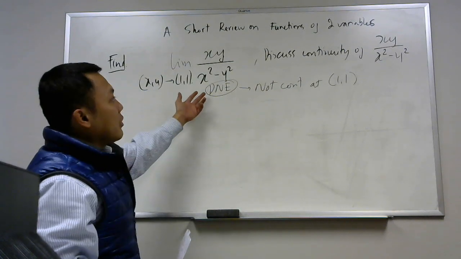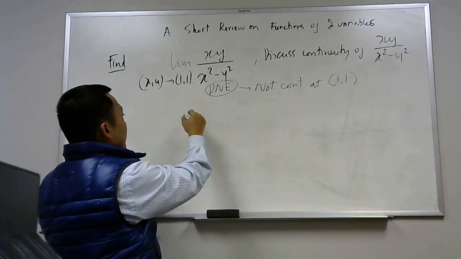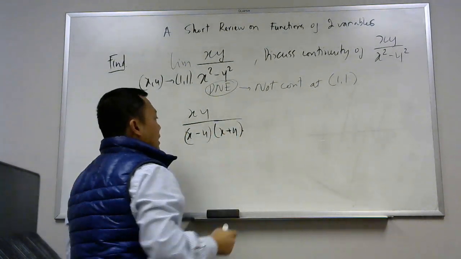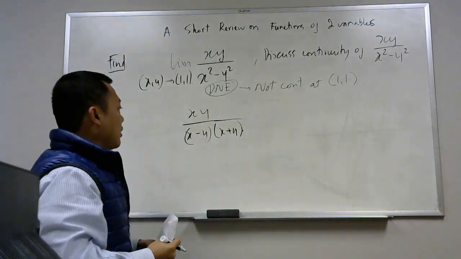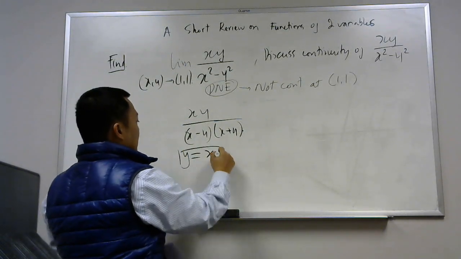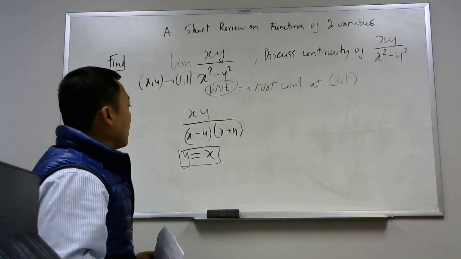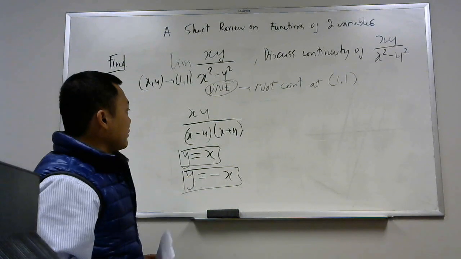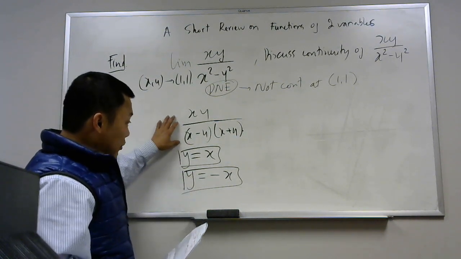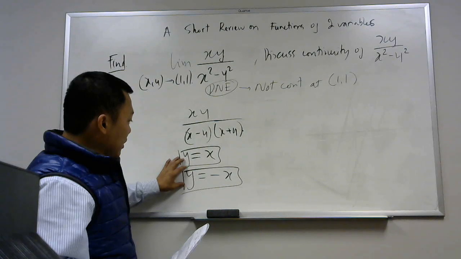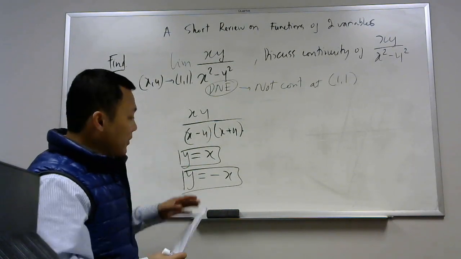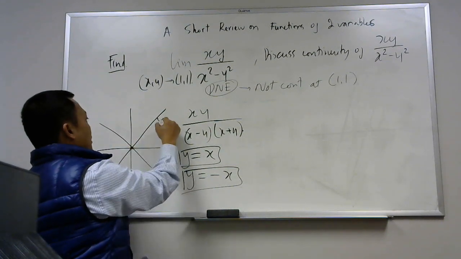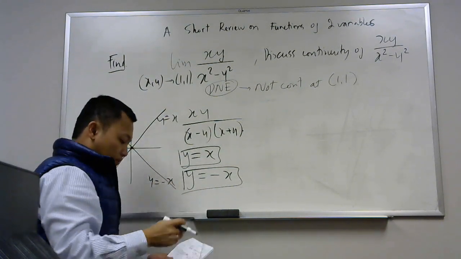Is there somewhere else where the function is not continuous? So we have to consider x minus y and x plus y. It's obvious that at any point on y equal to x, the function is not defined. And on y equal to negative x, the function is not defined too. So this function is continuous everywhere except points on these two straight lines. You see, it's y equal to x, and here is y equal to negative x.